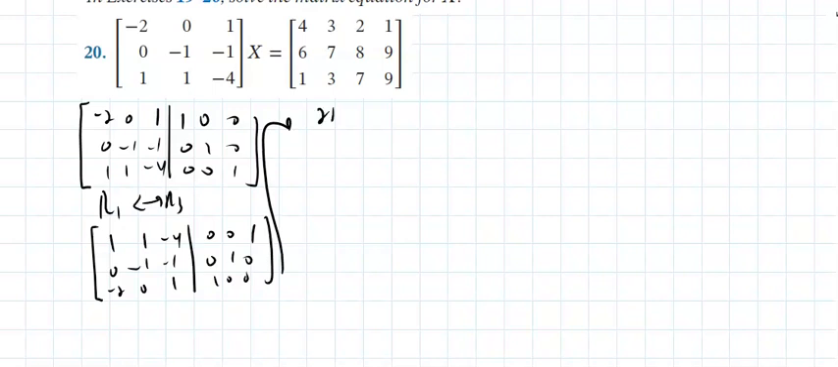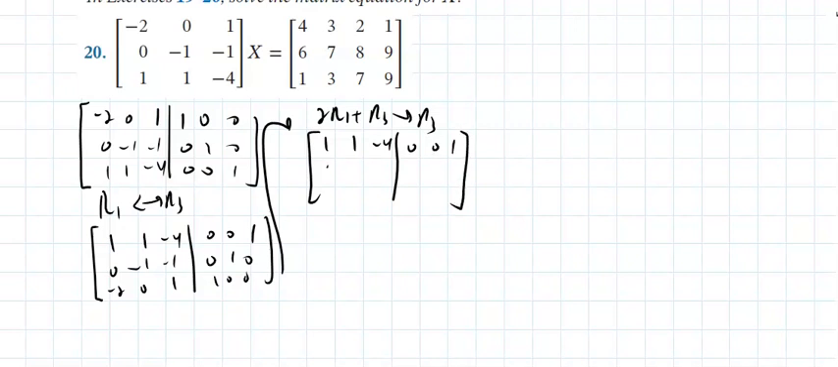I'm going to take twice row 1 plus row 3 in row 3. If I multiply row 1 by 2 plus 2, that's a 0. 2 plus 0 is a 2. -8. -8 plus 1 is a -7. 0 plus 1 is 1. 0 and a 2. And let me just make sure it looks right. Okay. And then what I'll do, I'm going to make that a 0.